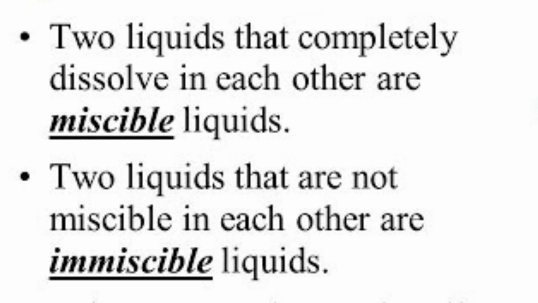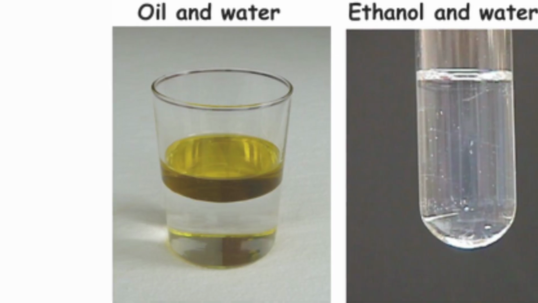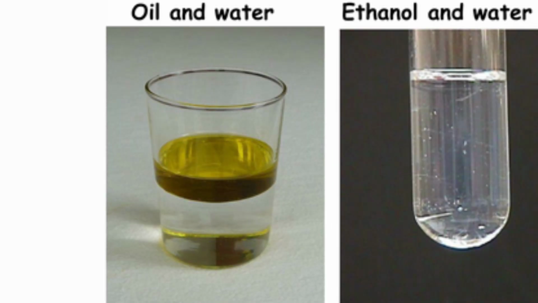Liquids that completely dissolve in each other are known as miscible liquids. Example, vinegar and water. Both are completely dissolved in each other. And liquids that do not dissolve in each other are known as immiscible liquids, like oil and water. Oil and water never dissolve in each other.